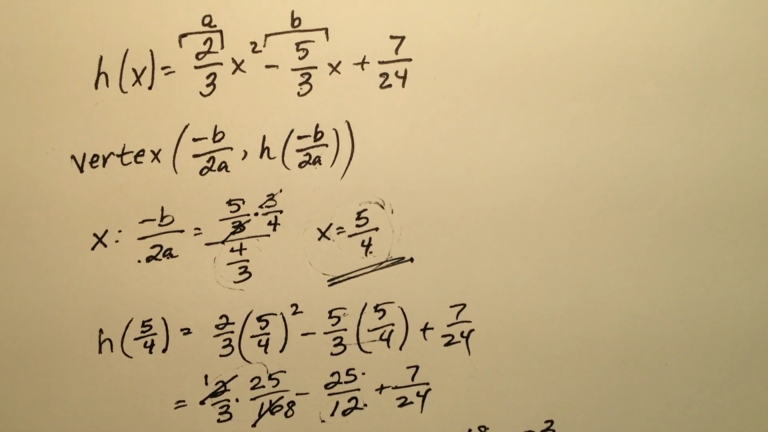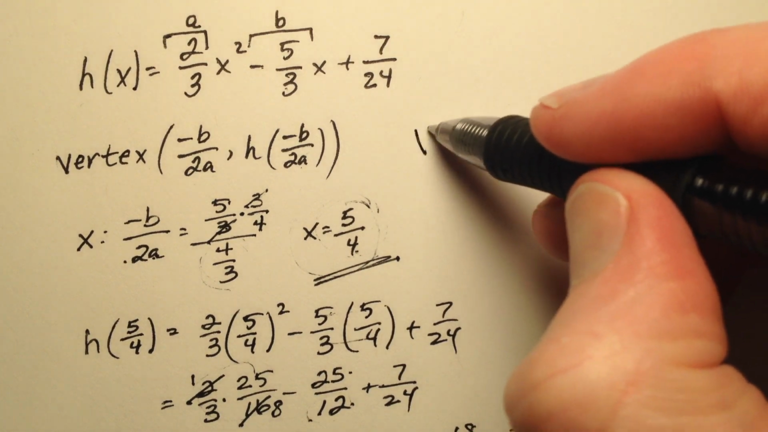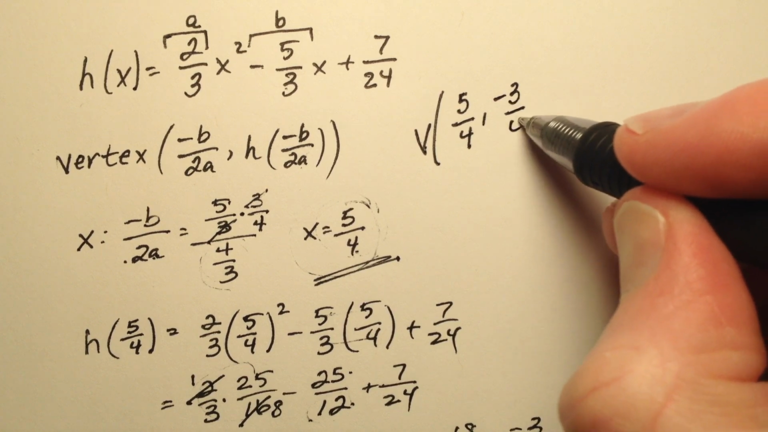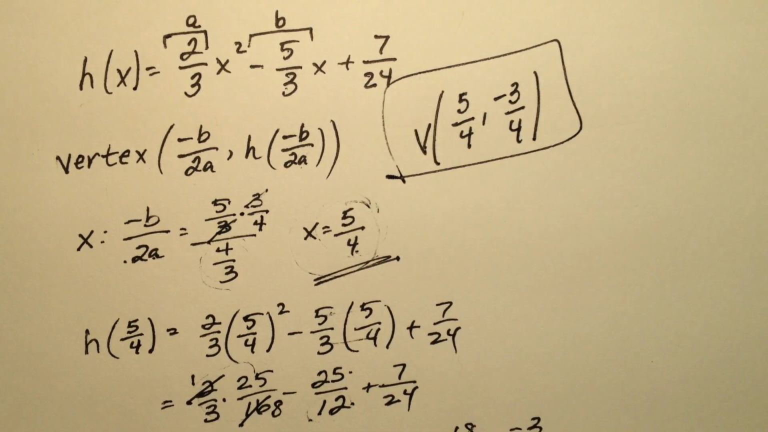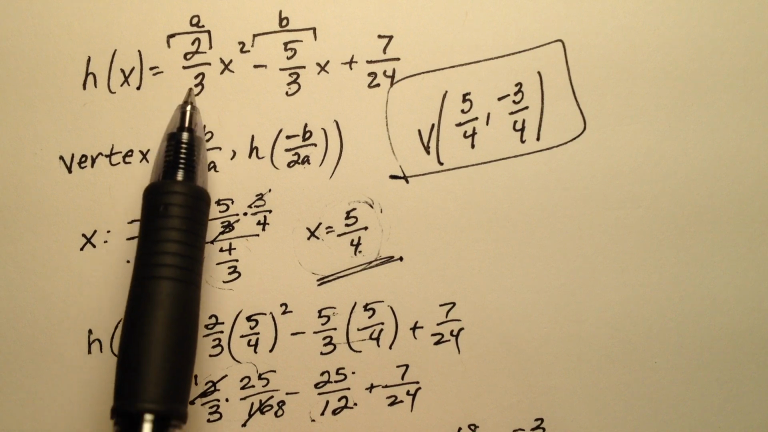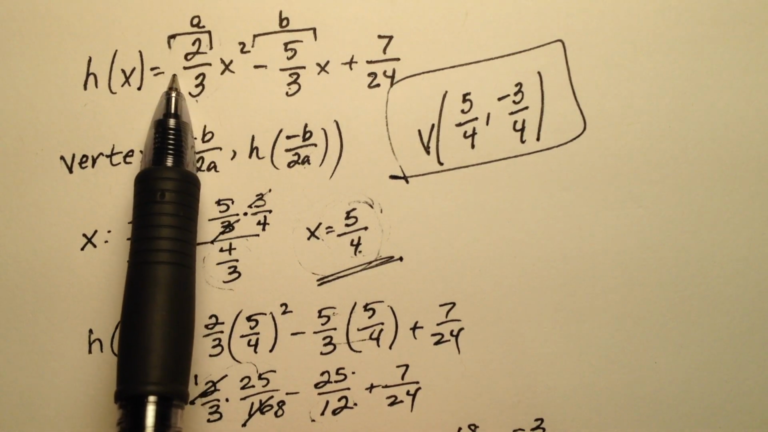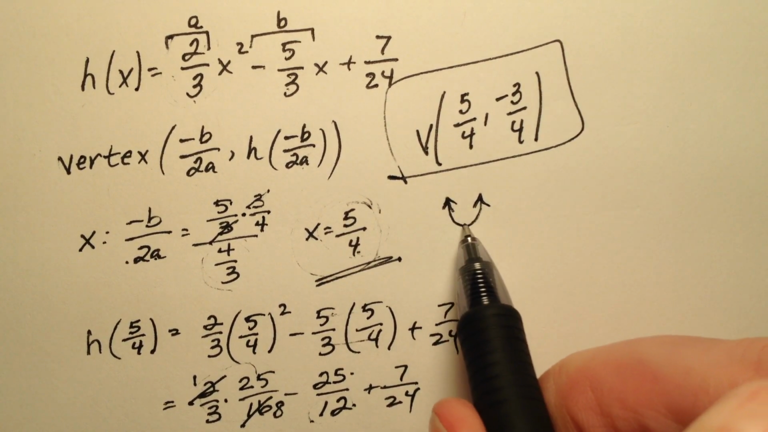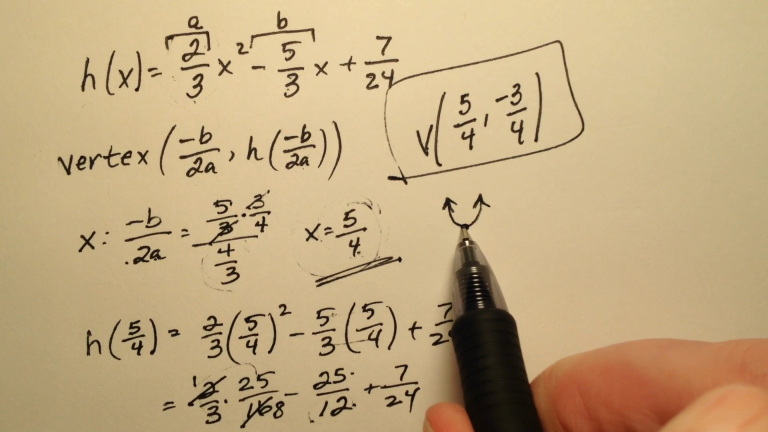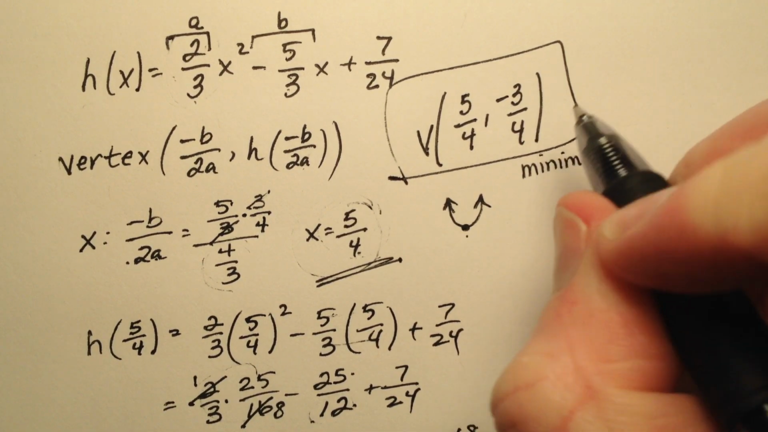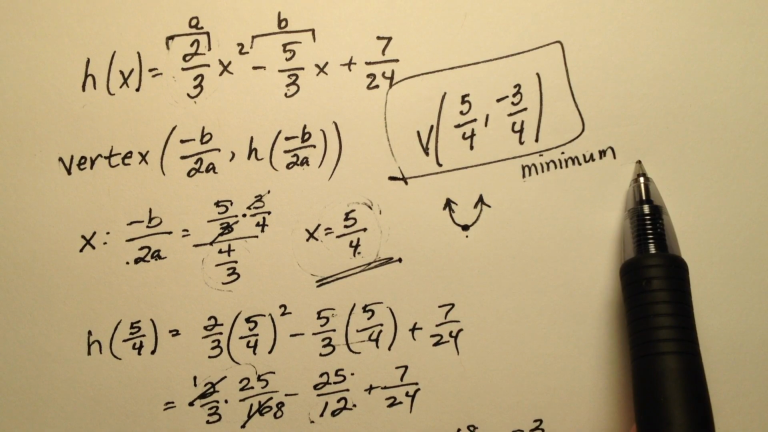So let's go ahead and go back up here to the function. We'll write v for my vertex, and that guy is going to be 5/4, negative 3/4. Okay? So is that point, this vertex, a maximum or a minimum for the function? Well, let's go ahead and look at my leading coefficient, 2/3. This thing is positive, so I know my parabola is going to open upward, which means my vertex here is going to be a minimum value for my function. So this 5/4, negative 3/4 is a minimum.